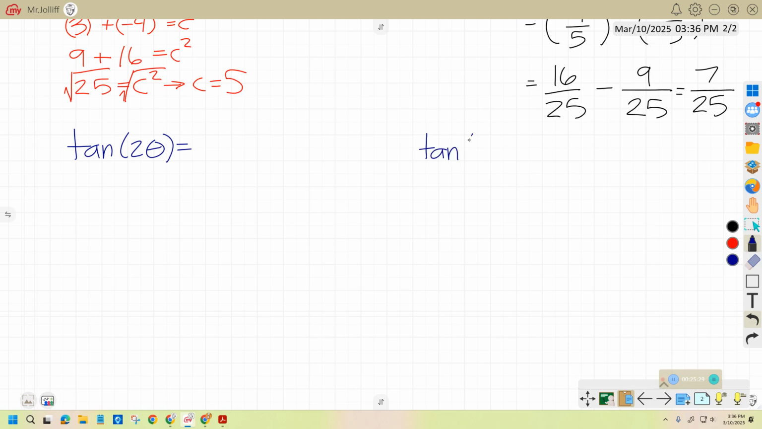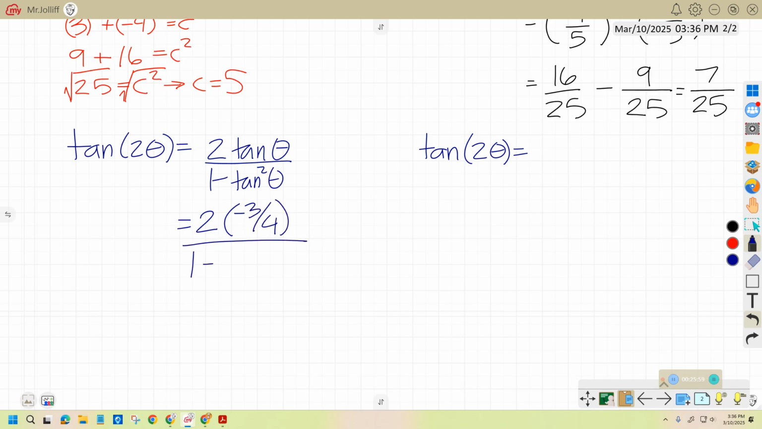I'm going to call on Omar. Omar, what was your suggestion to find tan of 2 theta? Very good. And we know what tan theta is. That was given in the problem, -3/4. So we could take this formula and just substitute in what we already know about the system. 1 minus -3/4 squared. You can see we get some ugly fraction math going on.